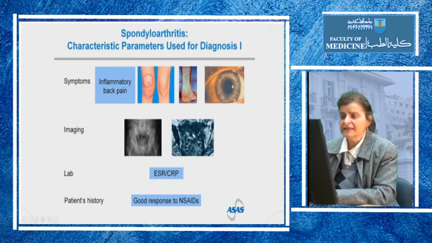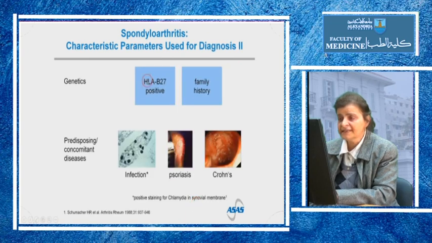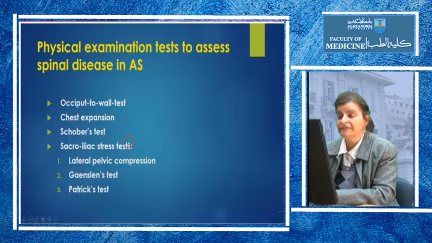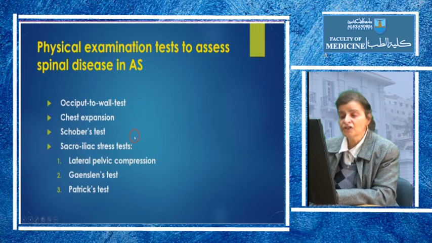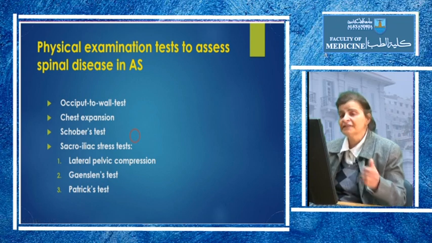The symptoms, inflammatory back pain or any, and on top any other symptoms, as we said. Imaging is important, MRI and plain X-ray. Lab is important, and of course a good response to the non-steroidals. Genetics, HLA-B27, take a good family history, ask about predisposing concomitant diseases such as psoriasis, Crohn's, and other infections. Physical examination, you will be taught this in the rounds. I'm just putting it here for the sake of completion.